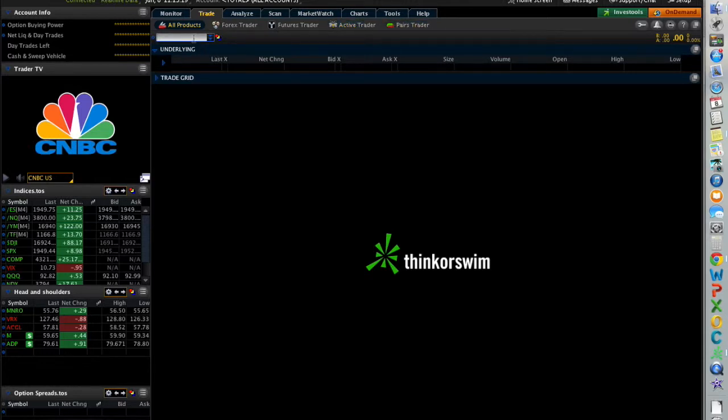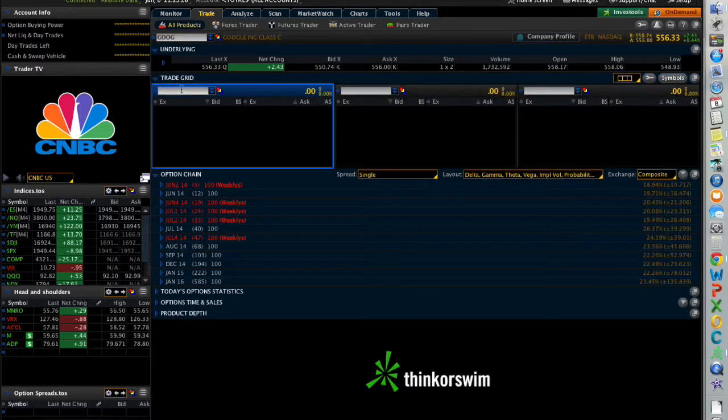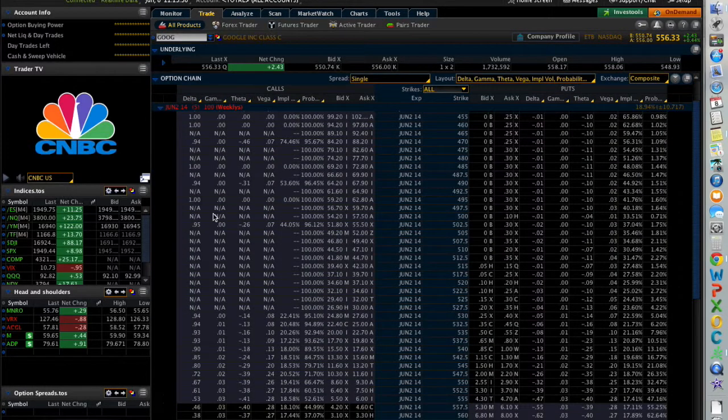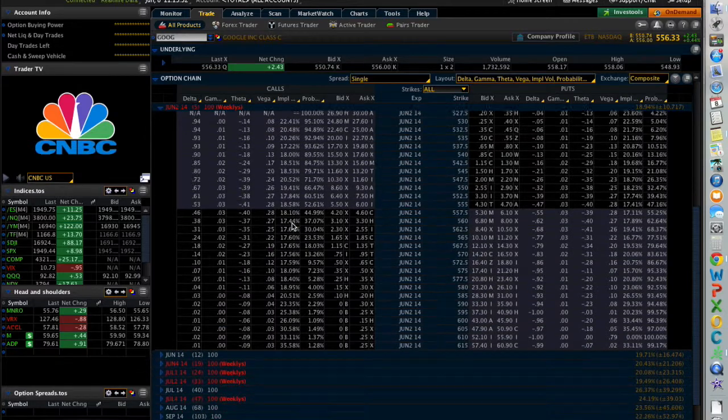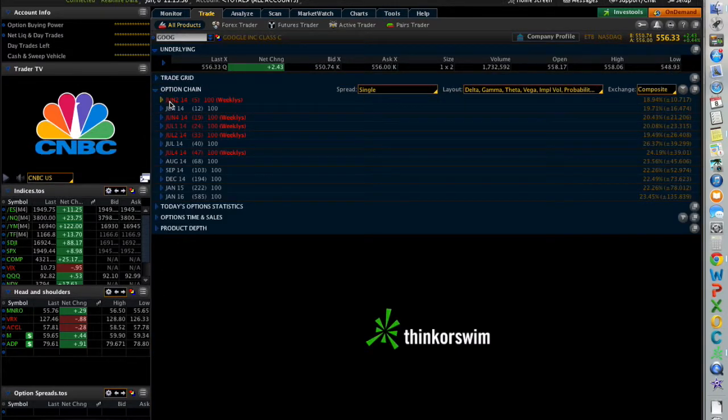All products. This is where you'll get, like I said, your options chains, trade grid. You could have multiple tickers up. The options chain, I just do all strikes. It's just something I've always liked. The June 2/14 describes the expiration, and in parentheses, this is how many days until expiration.